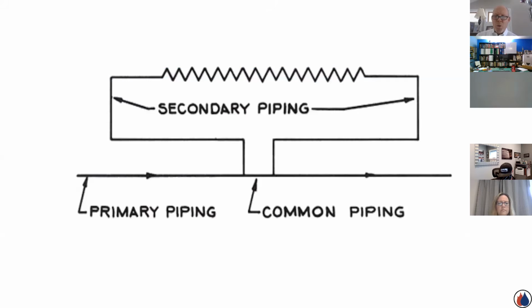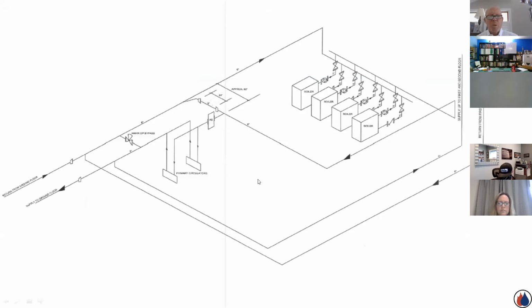So for a true primary secondary system, you need a common pipe. We had a drawing come in from a contractor that was following a drawing from an engineering firm, and there was debate over whether this was primary secondary because it didn't quite look like it was. So we had to break it down.